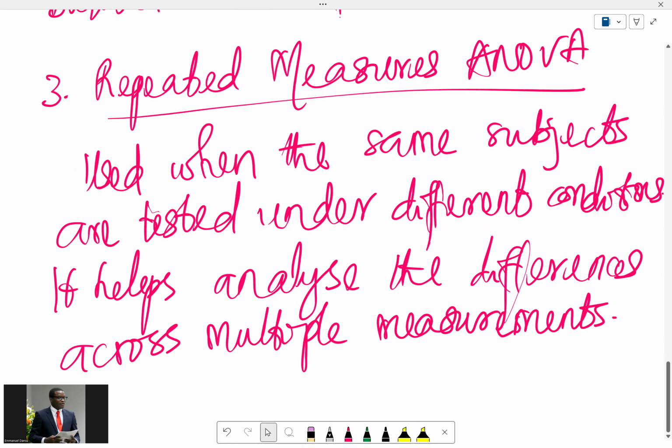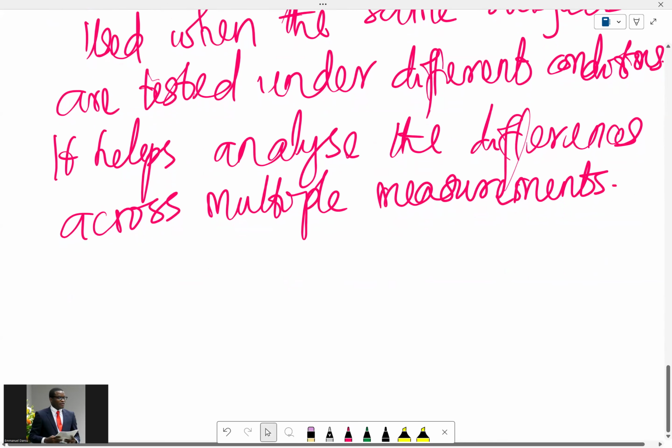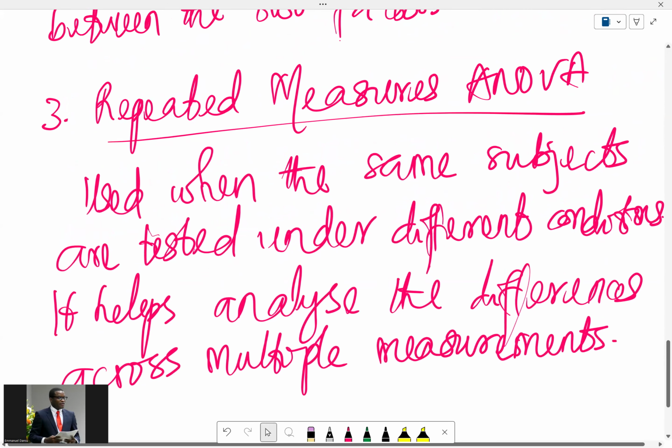You see their performance in year one, you see their performance in year two, year three, year four, and then you want to do an analysis on those different time points. That will be repeated measures ANOVA.